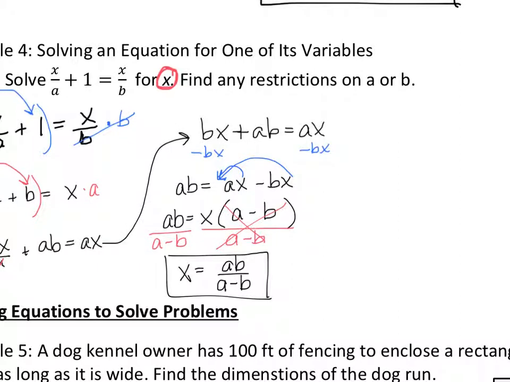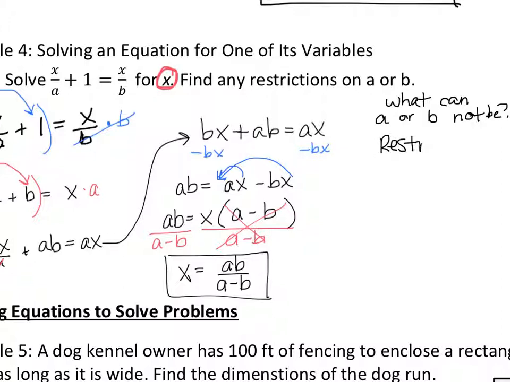Restrictions. Restrictions are like things you can't do, right? If your physical therapist puts restrictions on you, they say you can't lift weights over your head or lift weights more than 100 pounds or something. So we need to know our restrictions. That means, what can A or B not be? As in, what value can they not have? So these are restrictions.